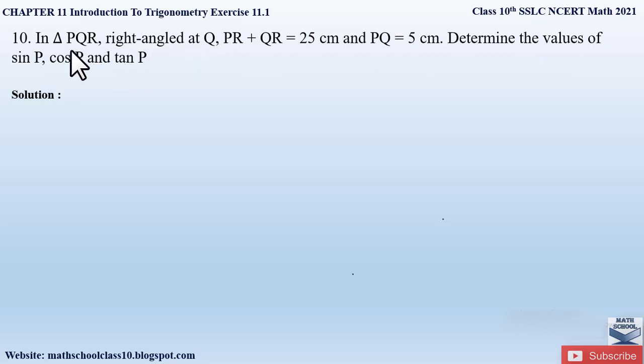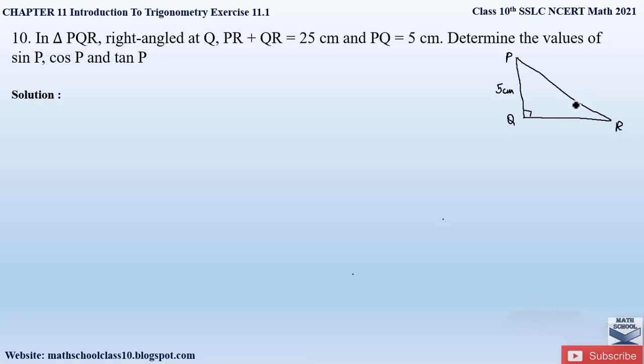So here they have said that we have a triangle PQR which is right angled at Q. So let us first draw a right angled triangle. So this is a right angled triangle which is right angled at Q. And they have given us PR plus QR is equal to 25 centimeters and PQ is equal to 5 centimeters. So let us name the triangle P, Q and R, with PQ value 5 centimeters and PR plus QR equal to 25 centimeters.